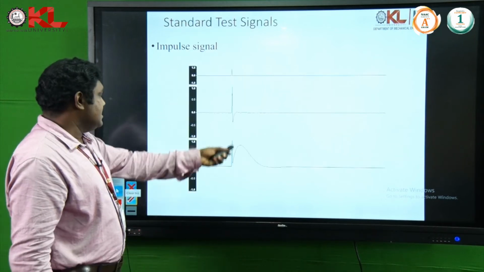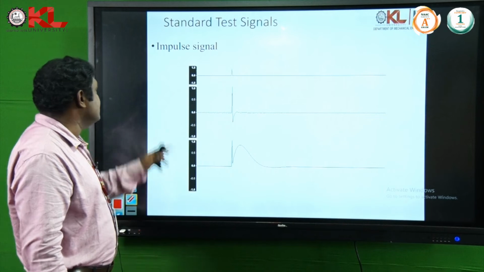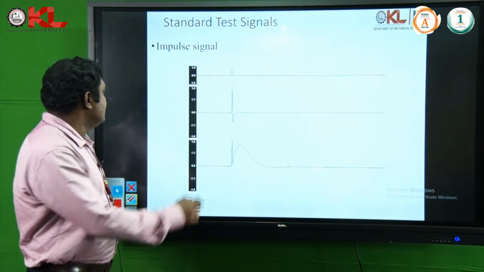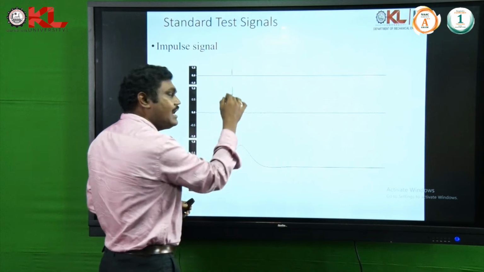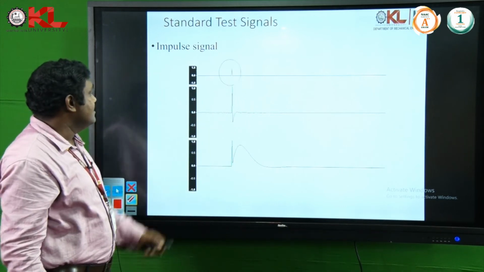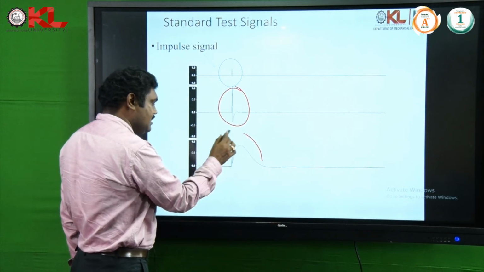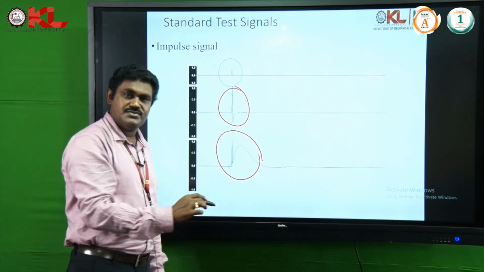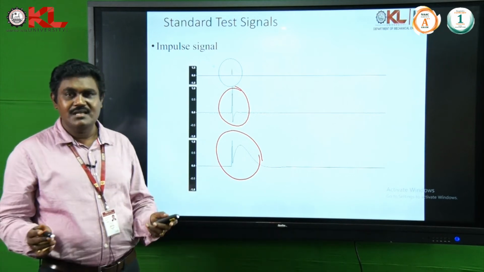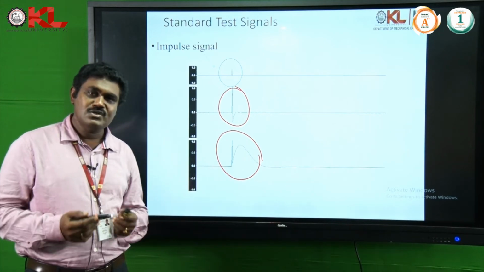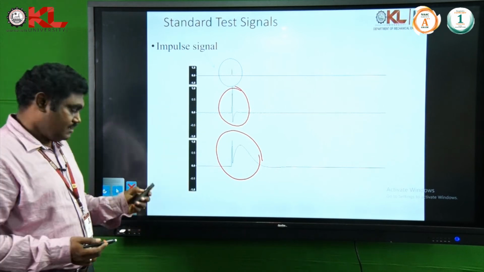You see the graph here, the test signals for the impulse signal, how the signals look. It is 0 throughout, and somewhere here it has an impulse, here an impulse takes place, and here another impulse, but gradually it is reducing. There are different cases we are going to study of how impulse signals look. These are a few examples of impulse signals.